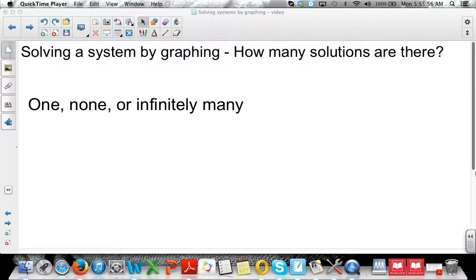Or there could be none. That would be, we'll go over that, that they just don't cross. Or infinitely many, and that means that it's the exact same line, and so they cross at every single point, forever and ever and ever.